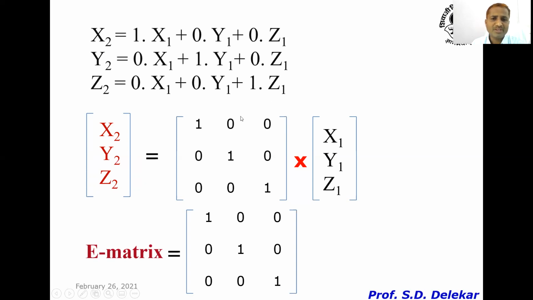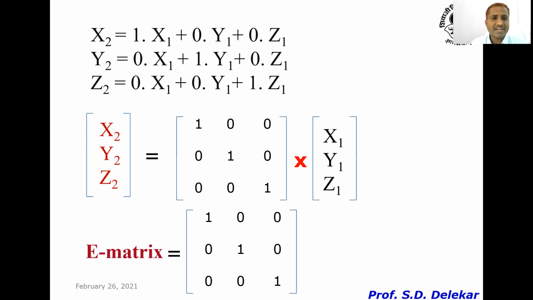So at the end, the E matrix is 1, 0, 0, 0, 1, 0, 0, 0, 1, and the character of this matrix is 3. The character of a matrix means the sum of the diagonal numbers. So 1 plus 1 plus 1 is equal to 3. So the character of this E matrix is 3. This is one example, the E matrix.